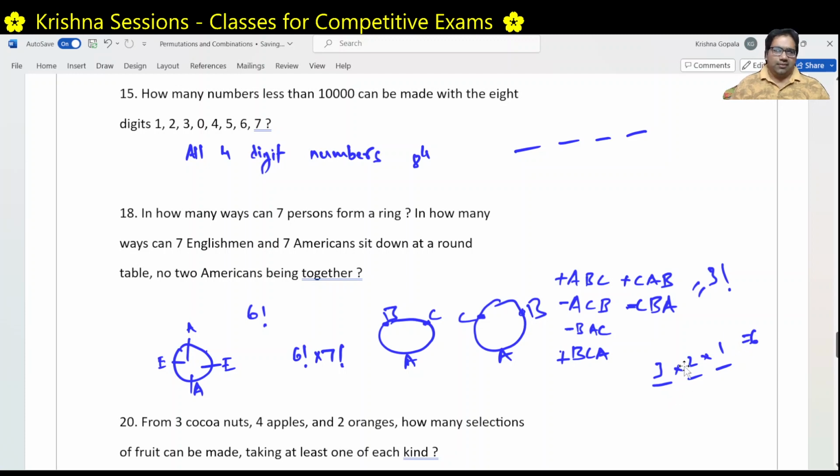But if it becomes a circle, there are only two ways. You can say C is on my left side or C is on my right side. For C also it's the same thing: A is either on the left side or on the right side. For B also it's the same thing. There are only two possibilities. So if three people have to sit around a circle, only two combinations are possible.